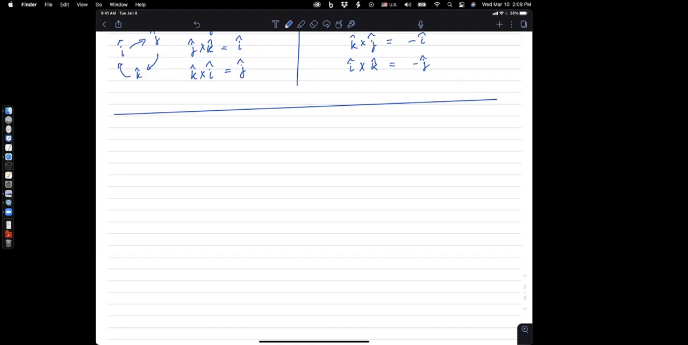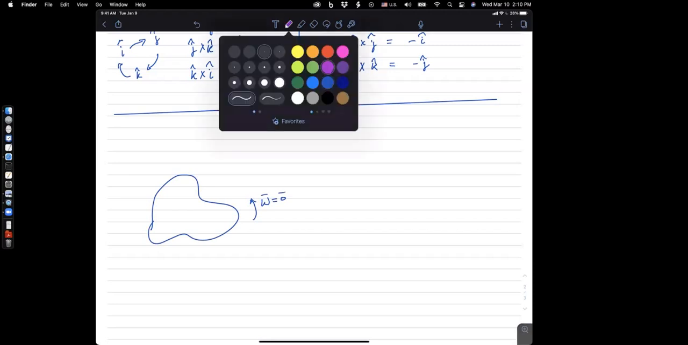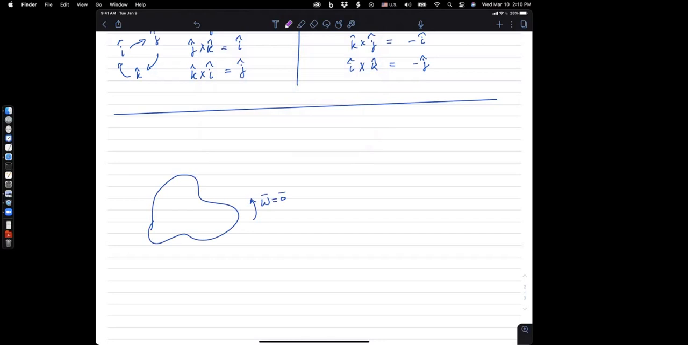Well, imagine now the same rigid body, and let's say omega equals 0, okay? What does it mean about its velocities? If you have different points on this object, what is the relationship between the velocities of the different points? They're all the same is the right answer.